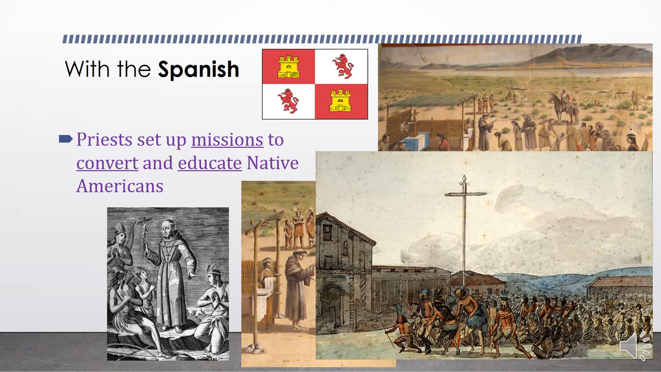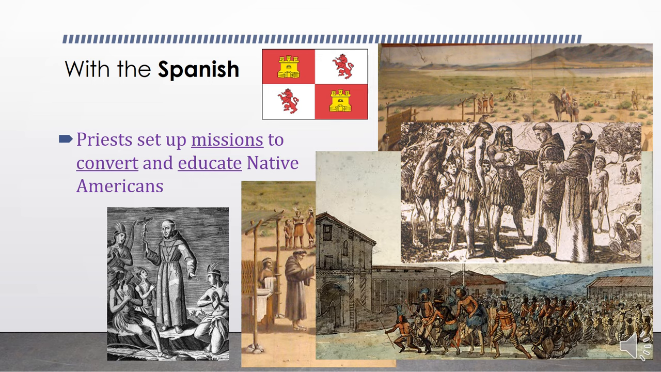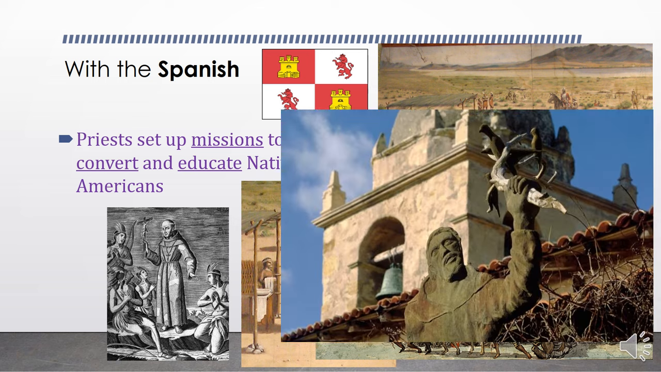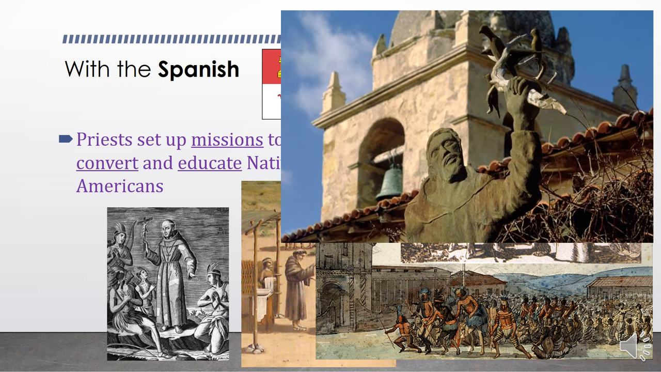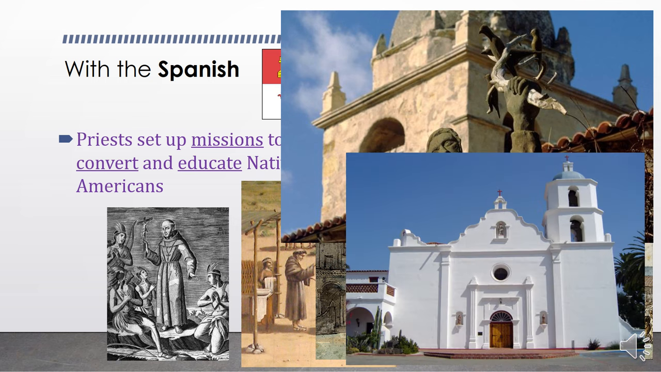Keep that in mind. So some of these missions that the Spanish priests came and set up to help the Native Americans and try to educate them into Western ways and the Spanish ways are still around today, and you can go visit them. They are often in the Southwest and out in regions of California near the borders of Mexico.